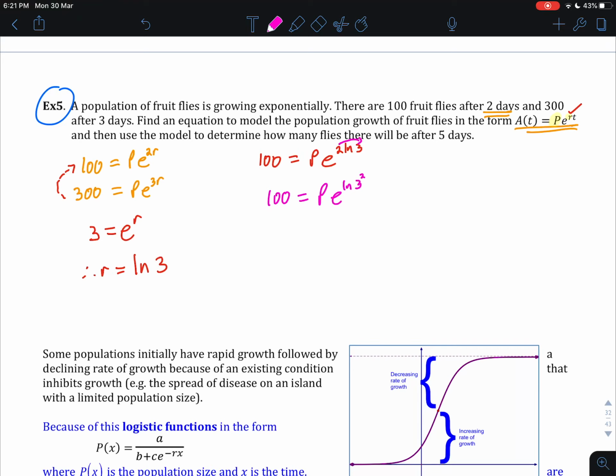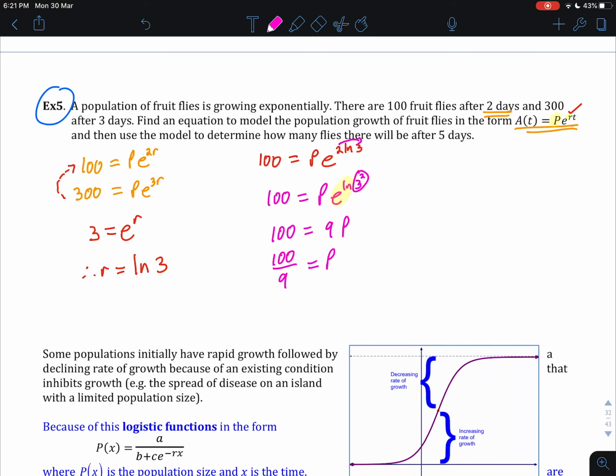P e to the ln 3 squared. And then we're going to do two things. First of all, use the property that says e and ln are reverse operations. And so that's going to leave me with 100 equals 9p, and the 9 came from 3 squared. And therefore p is equal to 100 over 9.